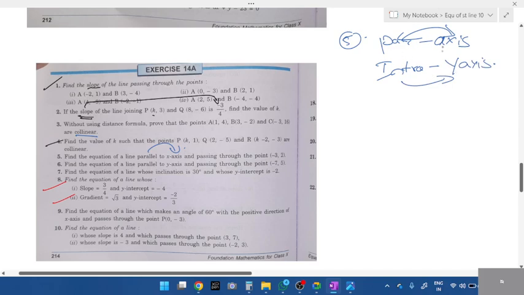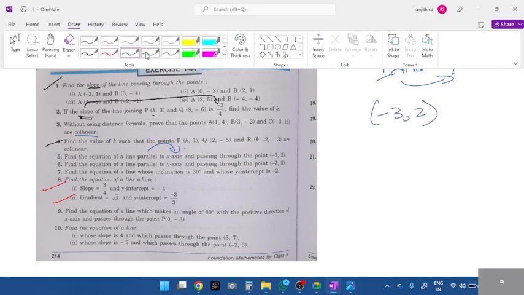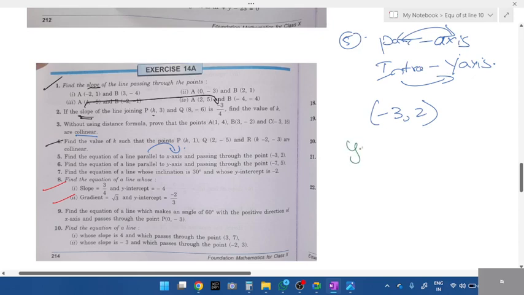So whenever the word parallel is given, take that extra value for y. Points are -3, 2. So you write y is equals to b. See, the first one I take as a and the second one as b. Whenever it is parallel, we always give preference for y-axis. Y is equals to b, second value. Then write b is equals to 2. This is the equation, according to the points they have given.